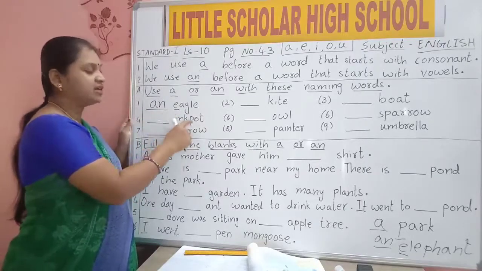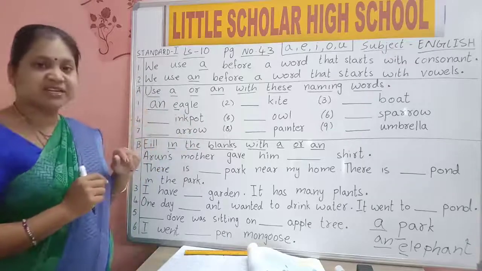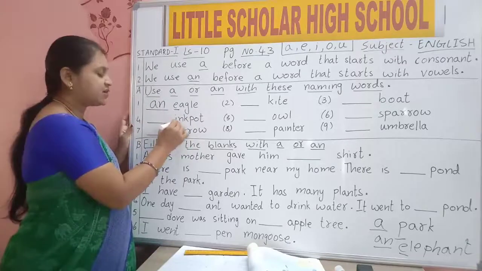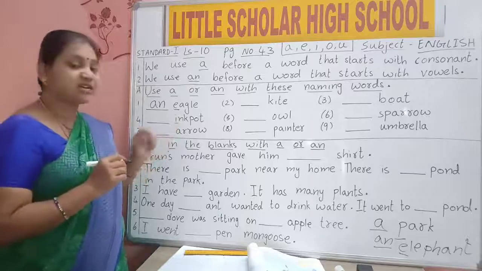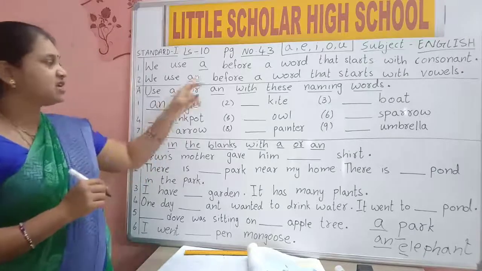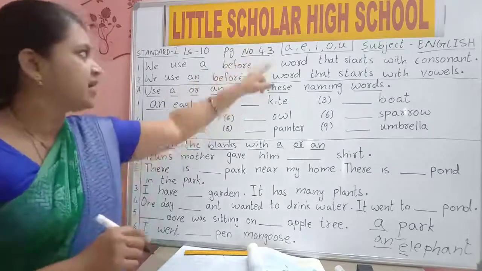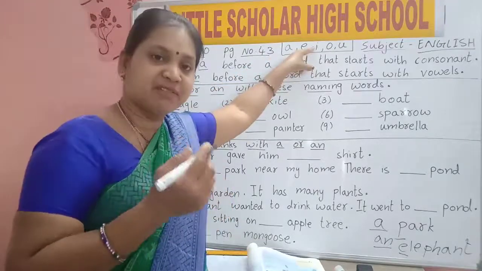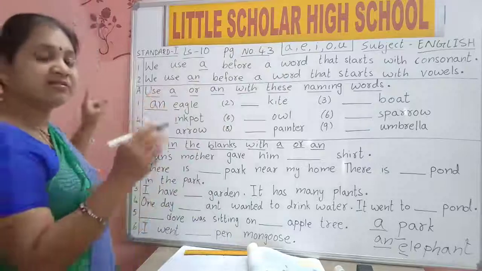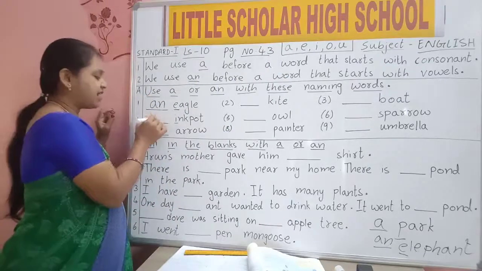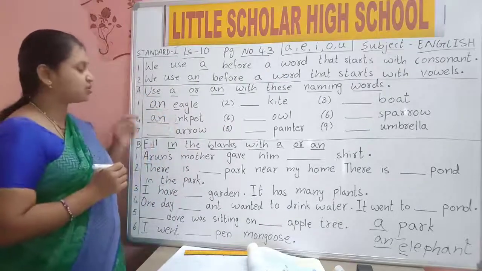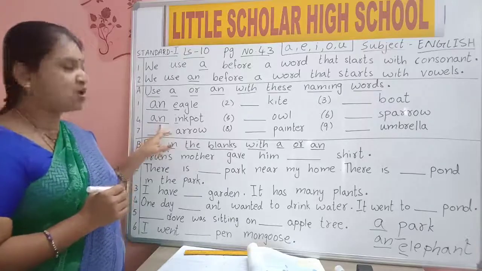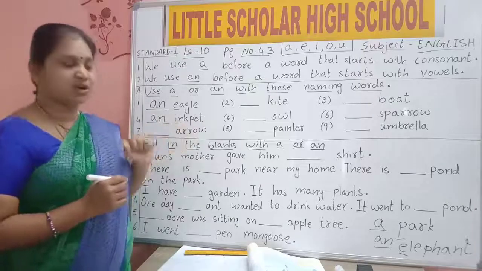An eagle. Now, dash ink pot. What is the first letter? First letter of ink pot is I. Now see in these vowels you have I. A, E, I. Yes, I is there. Yes, I is a vowel letter. So what will come here? Vowels means what you should write? An ink pot. Now next.